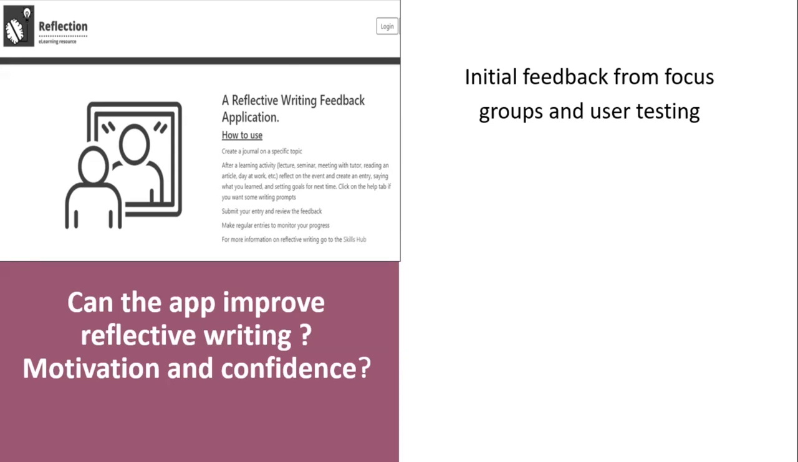And then we asked for our participants. We had actually 12 students and 16 lecturers. The students were made up of foundation and international students, and the lecturers either taught on EAP modules or foundation courses, or they were teaching EAP to international students. And we wanted to find out whether the app could improve students' reflective writing, as well as their motivation and confidence. So these were the key things that we were thinking about.